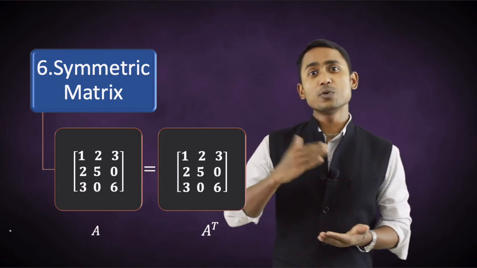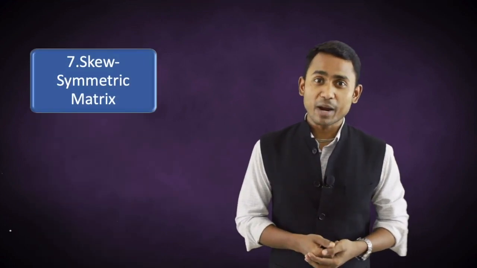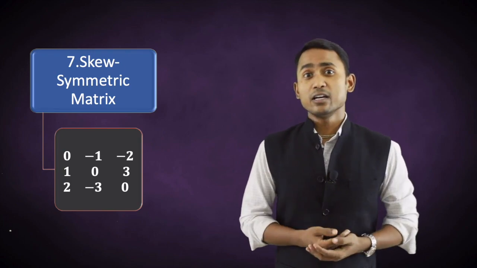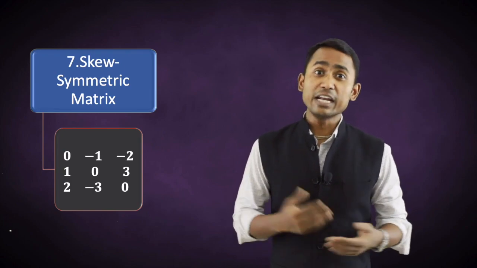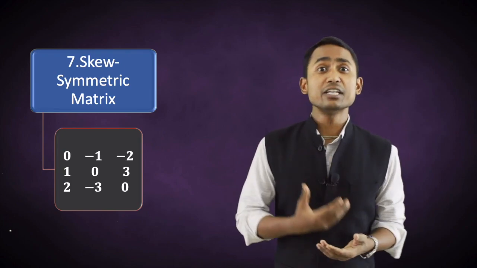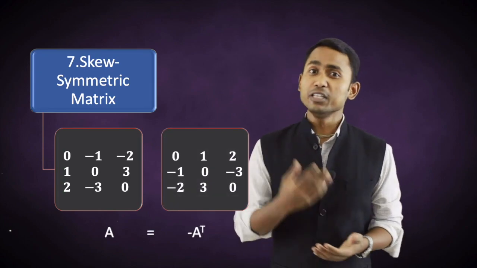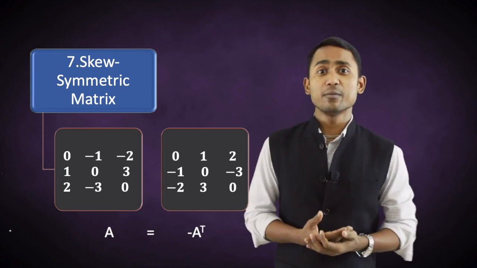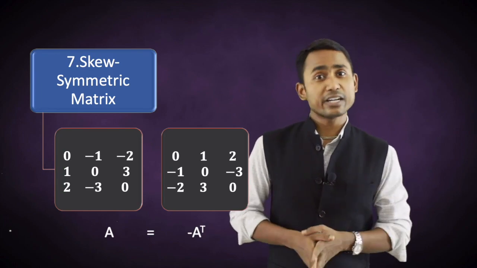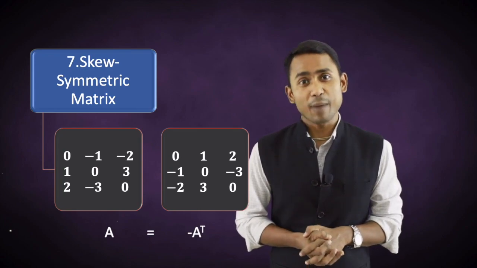The elements opposite to these diagonals are always the same. Then we have skew symmetric matrix. The elements opposite across the diagonal are negatives of each other. So if we interchange the rows and columns, we get the same matrix with a negative sign. So if A is equal to minus A transpose, that is called a skew symmetric matrix.